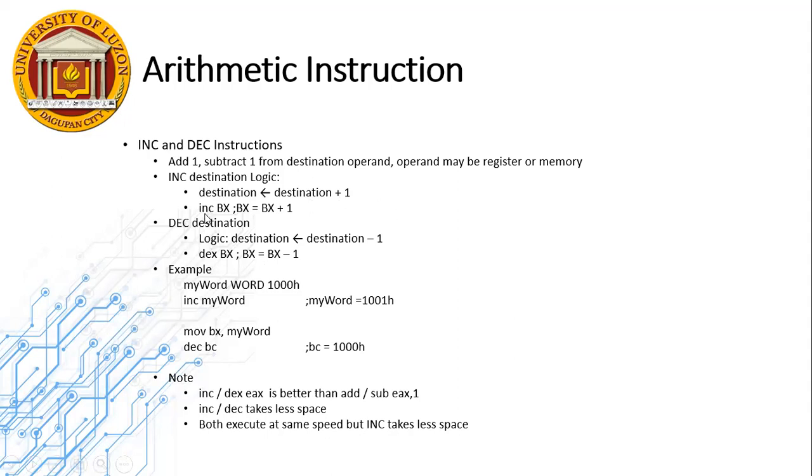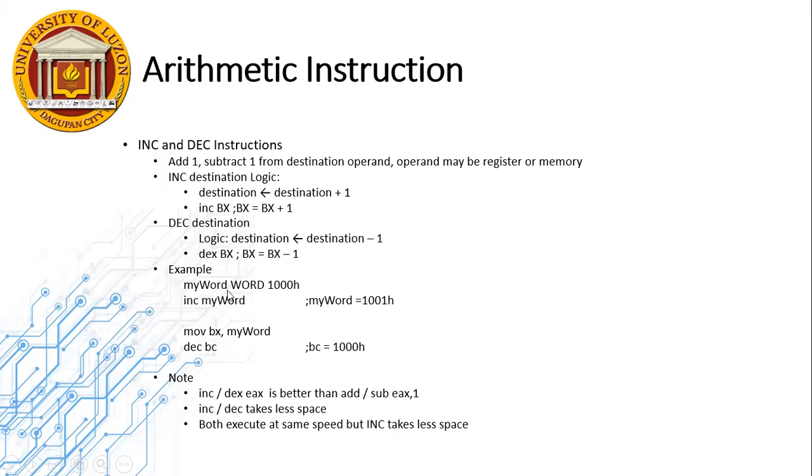If you want to increment the base register for 16-bit, you just use the increment instruction and the register, and it will just increment it by 1. Right after the semicolon, we are just expounding the increment bx. It's like this. Same thing with the decrement.